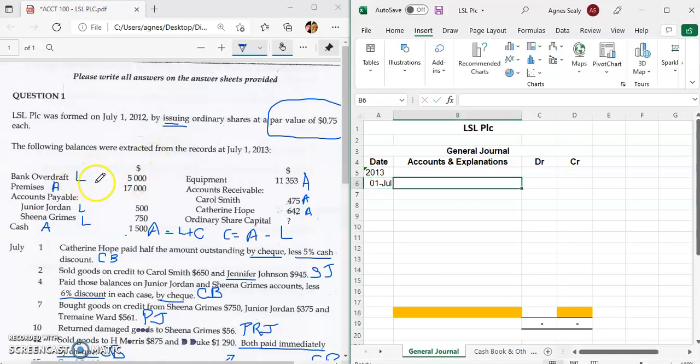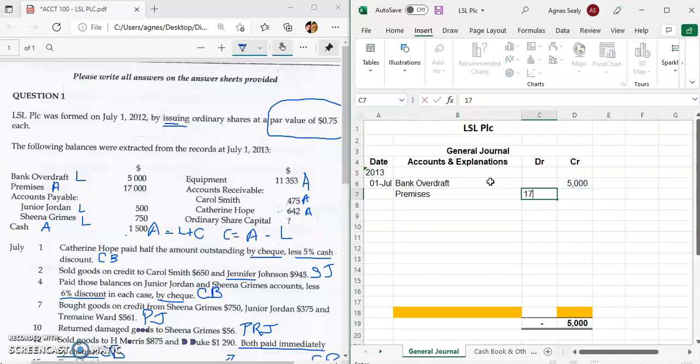So our first opening balance is the bank overdraft, and because bank is an overdraft and it's a liability, that balance will go in the credit column. So here we have bank overdraft, $5,000, credit column. Our next item is premises, which is an asset. So that has a debit balance of $17,000.